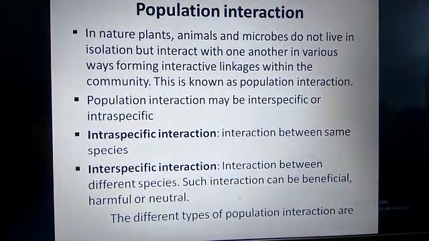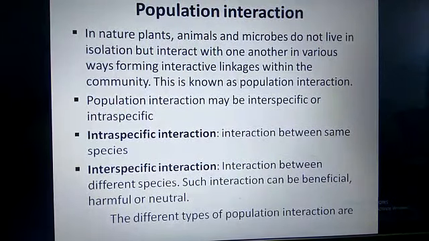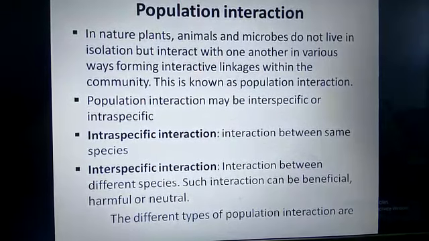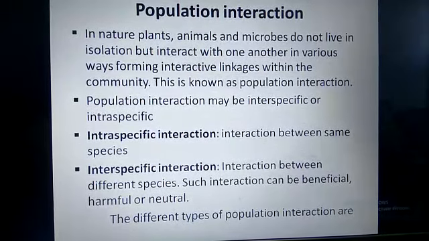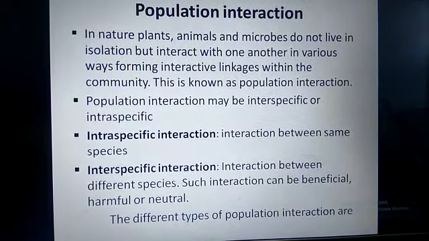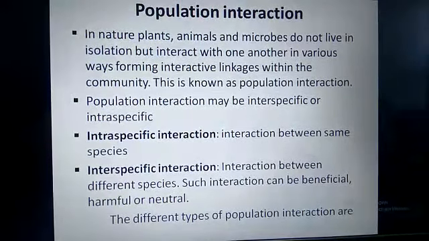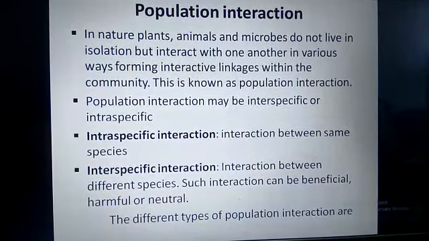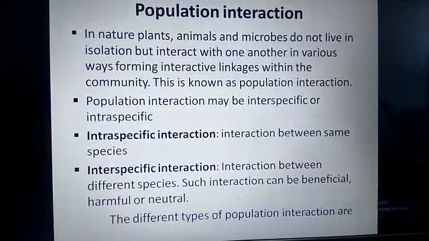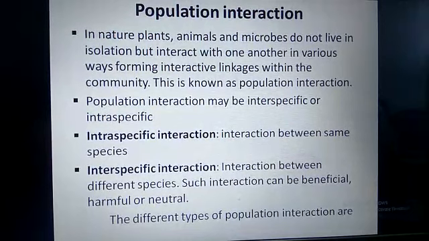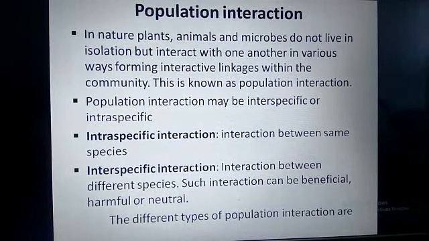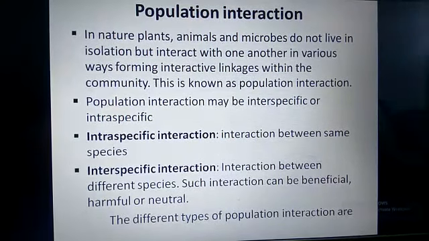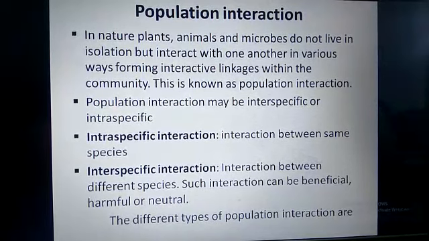In nature, all living organisms do not live in isolation or alone. They have to interact with one another in various ways, forming interactive linkage within the community. So this is known as population interaction. Population interaction may be interspecific or intraspecific.